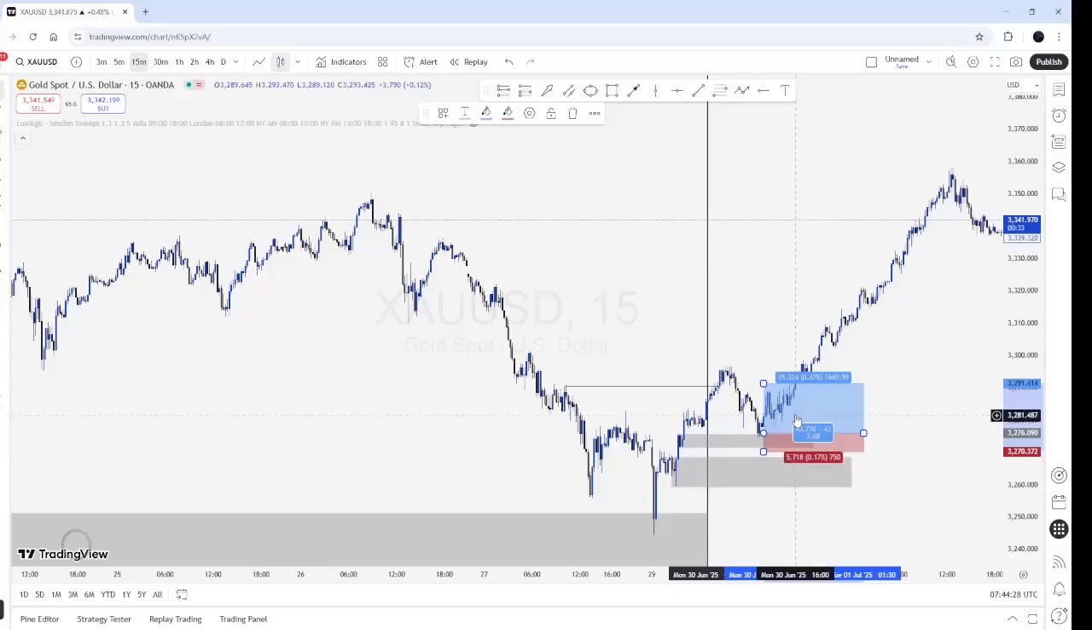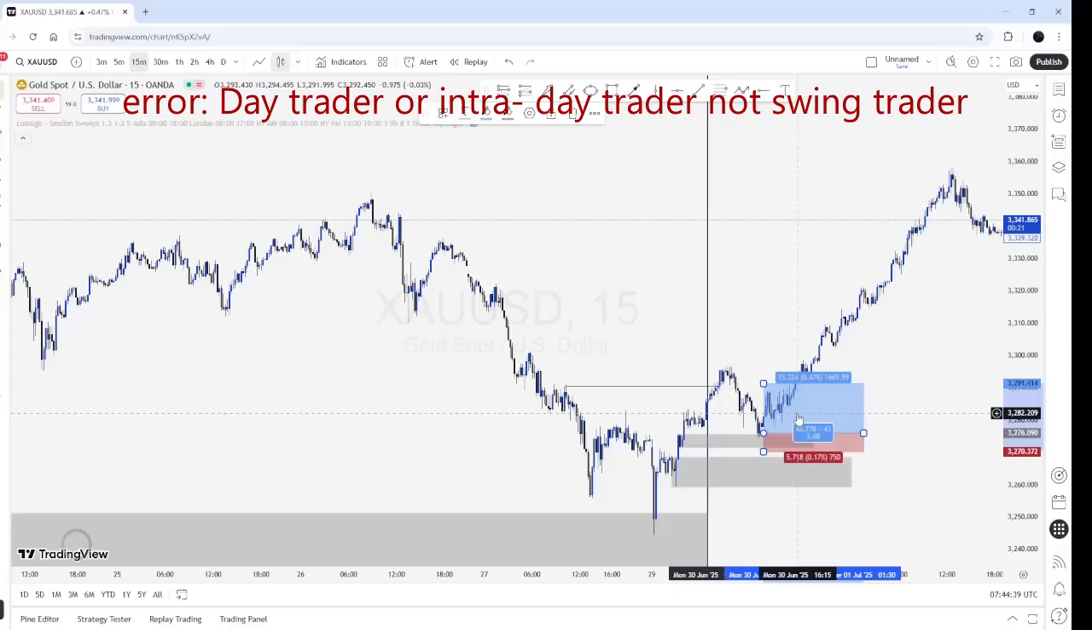Within 1, 2, 3 candles, you are done for the day, and you've closed for the day. So that's the difference between a swing trader and a day trader. The swing trader acts on a smaller time frame. They combine the bigger time frame and the smaller time frame to make a decision, to take a trade, or to have a bias.